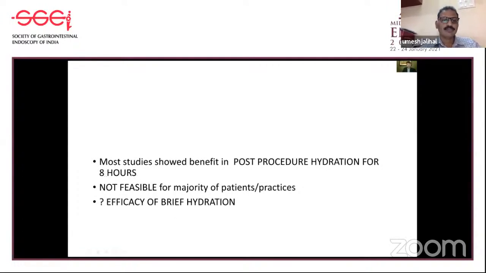In our practice, we do give fluids widely open prior to the procedure, during the procedure, and immediately after, so that at least you hydrate the patient well enough. But again, studies have shown that benefit is there if you actually administer it for 8 hours. So what we do not know is the efficacy of brief hydration, and probably in time we would have data for this.